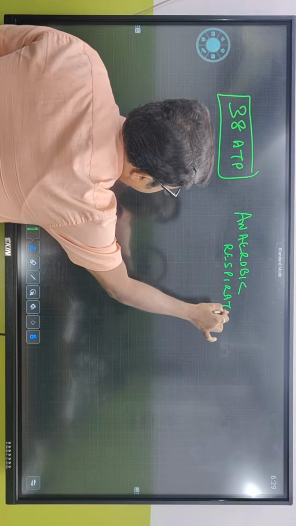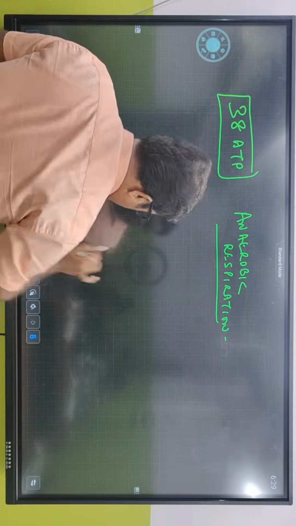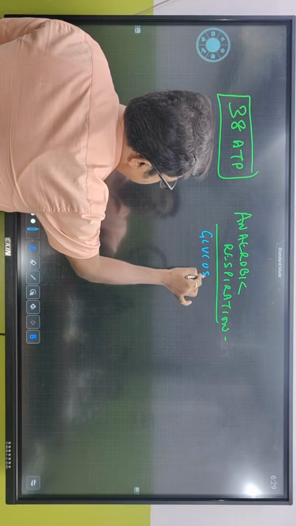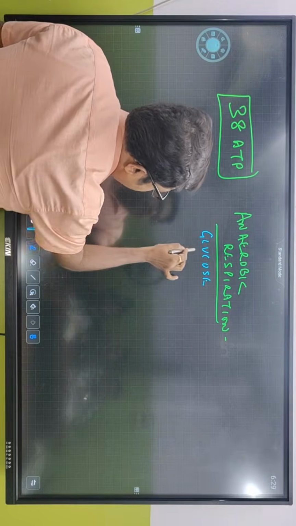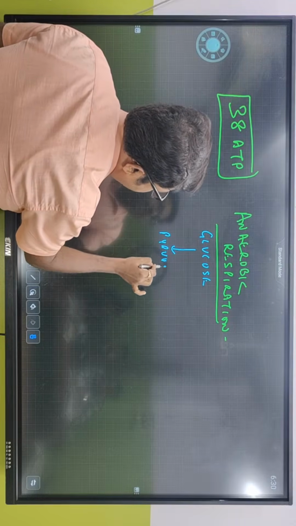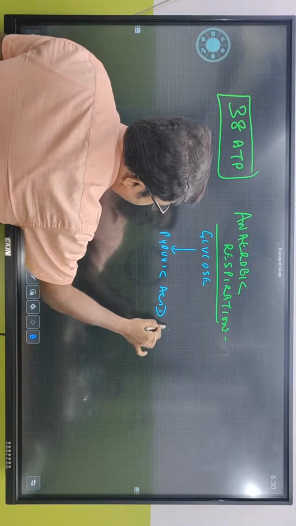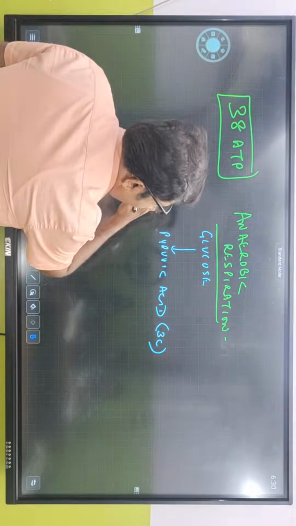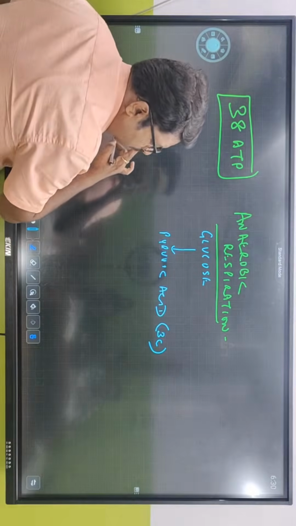Anaerobic respiration. So when we talk about anaerobic respiration, we have to start our journey from what? Glucose. Where will we start? We will start from glucose. So what will glucose form? Pyruvic acid. What will glucose form? Pyruvic acid. How many carbons does it have? 3 carbons. How many carbons? 3 carbons. Now where can this anaerobic respiration occur?